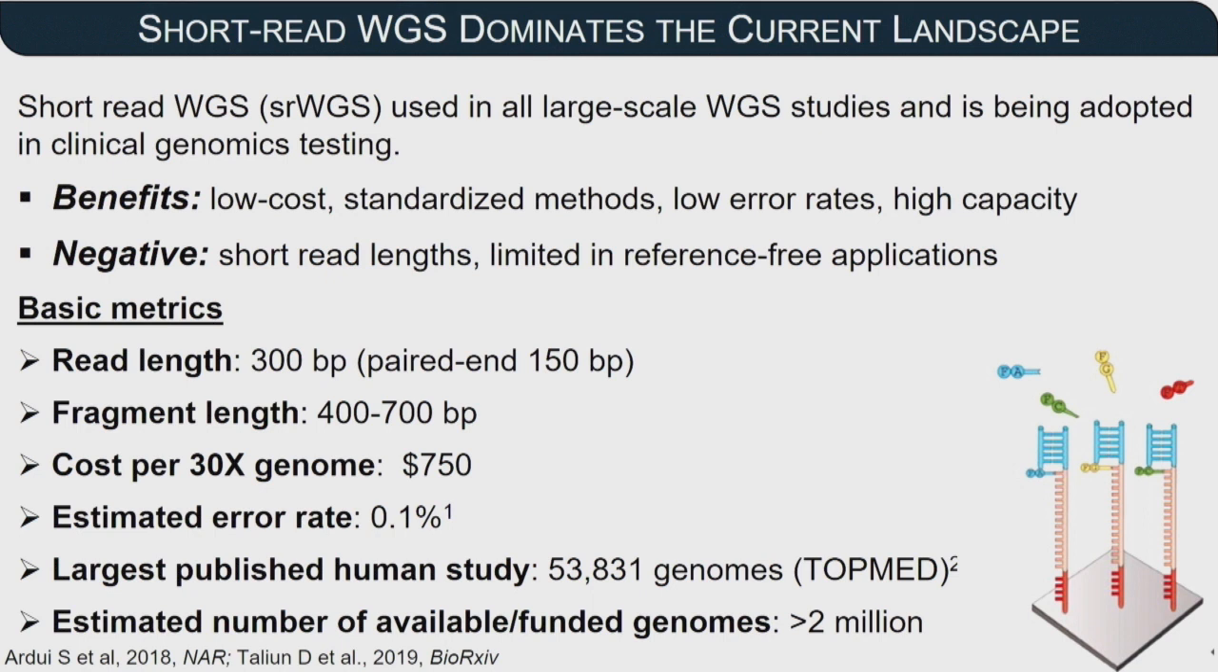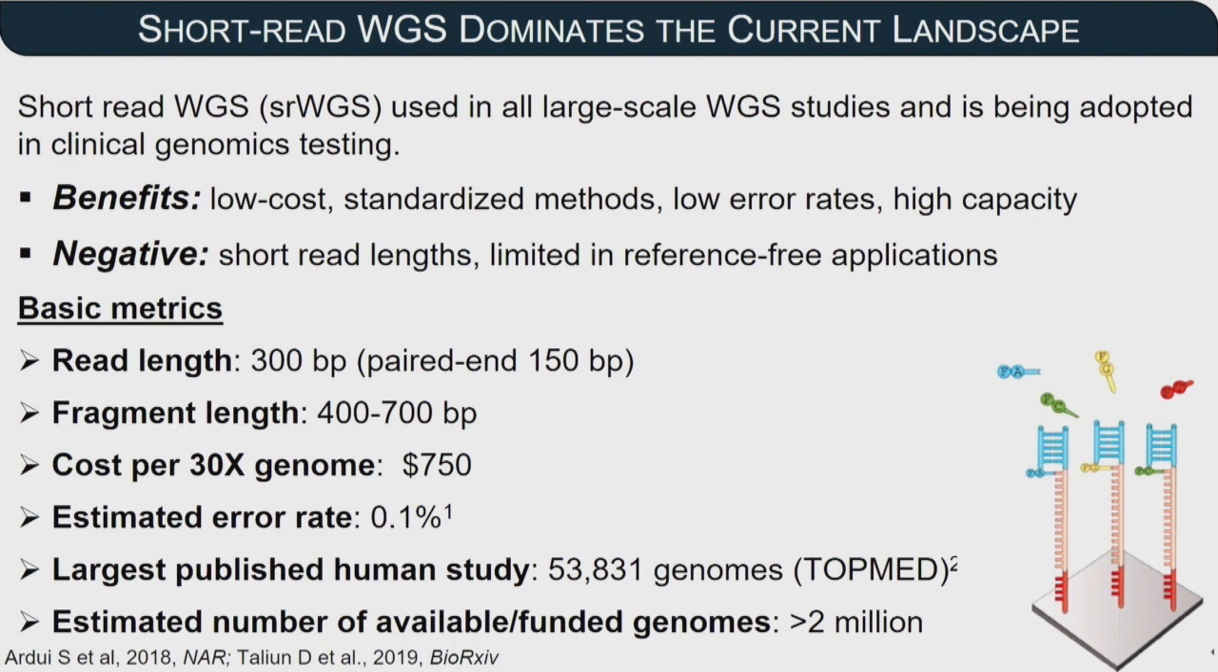The benefits are low cost. The costs have been dropping precipitously over a decade, and they're now really in the range of where microarrays were 10 or 15 years ago. They are standardized methods. You almost get the same genome from any of the major sequencing centers around the world, very low error rates and extremely high capacity.